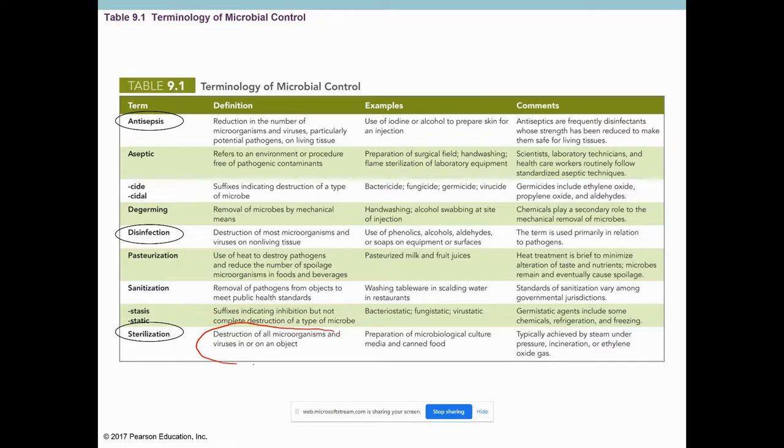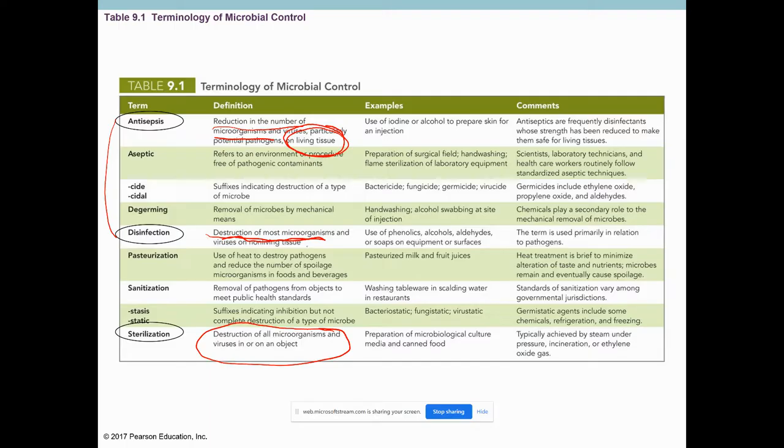Sterilization would be total destruction of all microorganisms and viruses in or on an object, complete killing, absolute elimination of everything. Disinfection and antisepsis both involve death or destruction of most microorganisms, certainly not a complete removal or destruction of all microorganisms. And the main difference between antisepsis and disinfection is antisepsis is on living tissue, like when you're putting some alcohol on your skin because you're getting ready to get a shot.